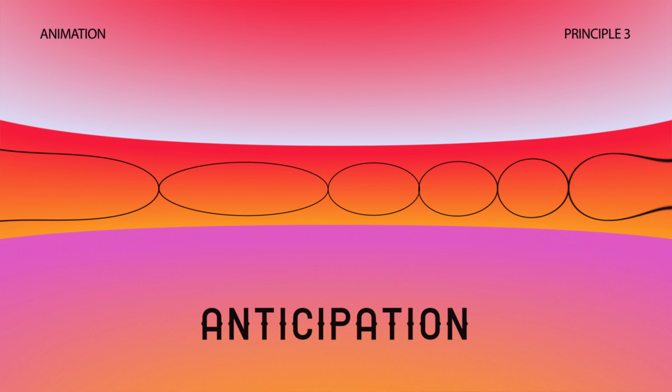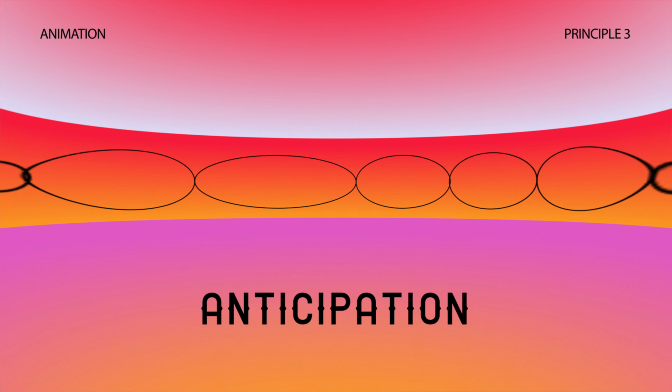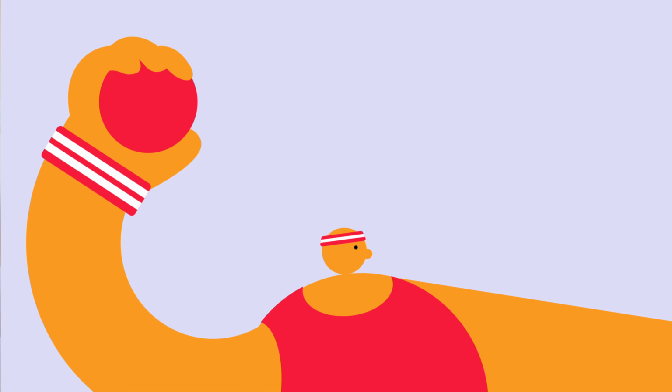Now onto our third principle, anticipation. Anticipation primes your audience for the next movement. Imagine you're playing dodgeball. The moment you see your opponent recoil their arm to chuck the ball in your direction, you know that ball is coming your way, if you've been paying attention.